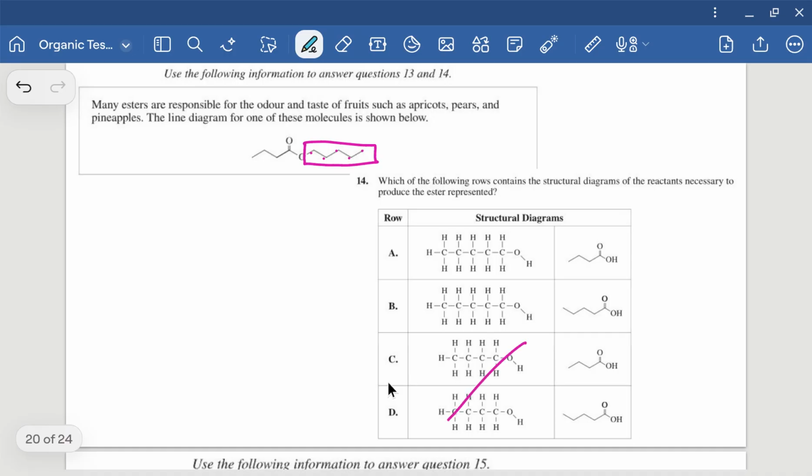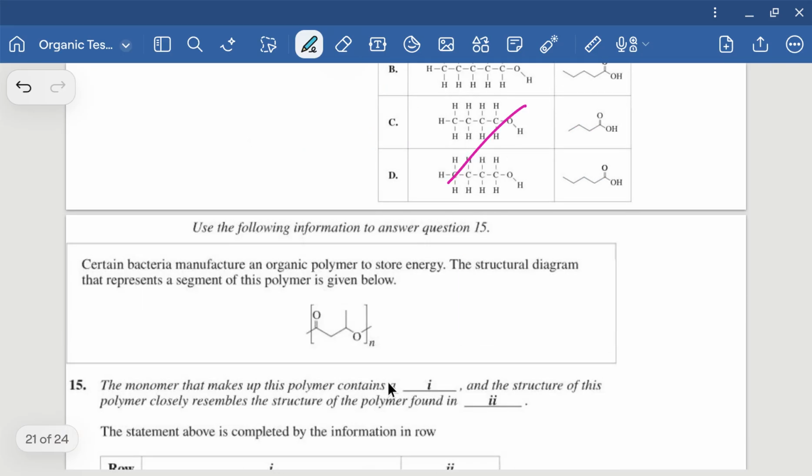And then the part that is connected to the double bond oxygen, 1, 2, 3, 4, that comes from the carboxylic acid. So we need to see a chain of 4 on that acid, and it looks like the only one that would work here is A.